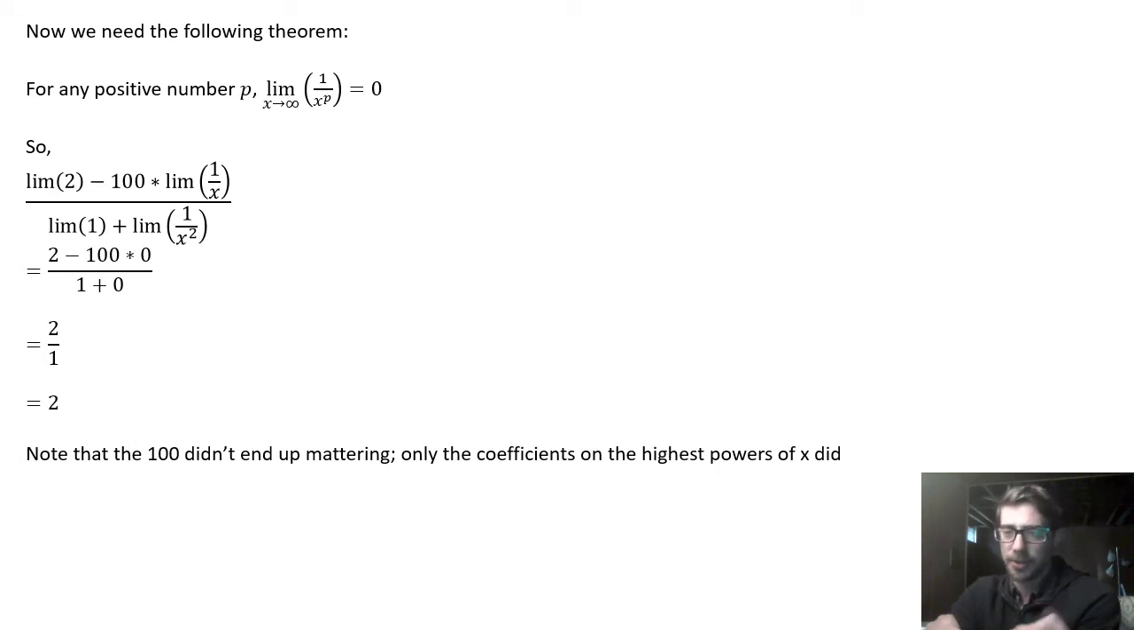So you'll notice a pattern here that I'll summarize at the end. The 2 and the 1 were the leading coefficients, the coefficients on the highest powers. They're the only things that hung around. That 100 could have been 1,000 or 1,000,000 or pi or whatever. It didn't make any difference in the final result, and that generally is what happens.